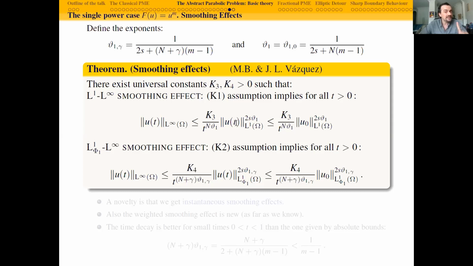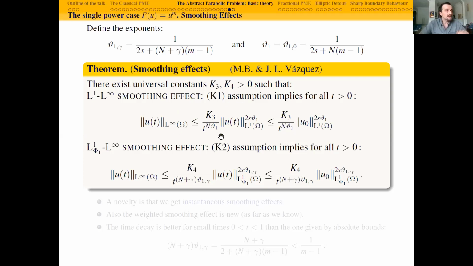And this is something that the heat equation does not enjoy. Instantaneous smoothing effect means that whenever you are in L1, you are in L infinity. And this is not true for the heat equation. You always have a bit of delay. It's not true that if you are in L1, then you are instantaneously in L infinity. Okay, so you can also do a bit better. You can also go backward, but this is something that I will see later.